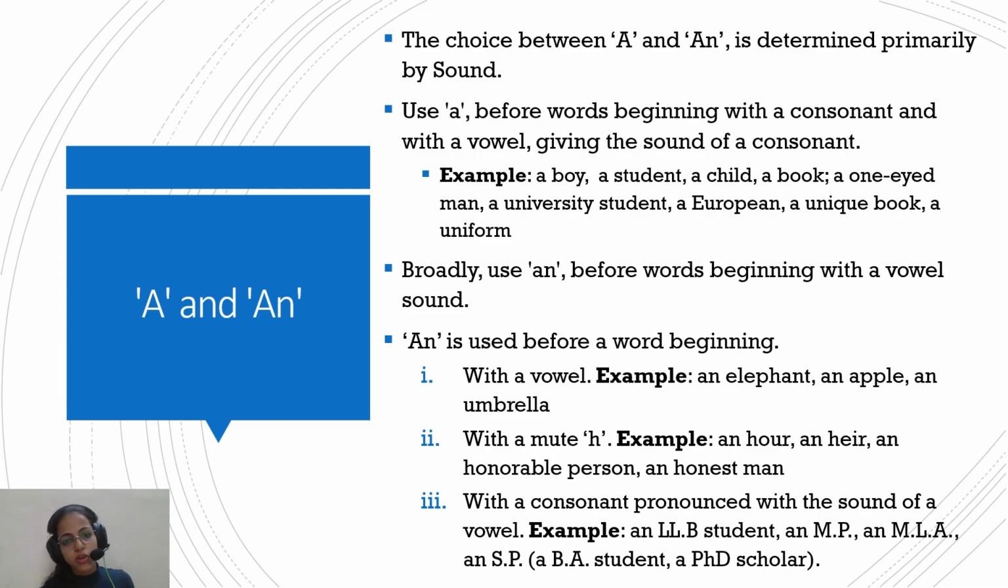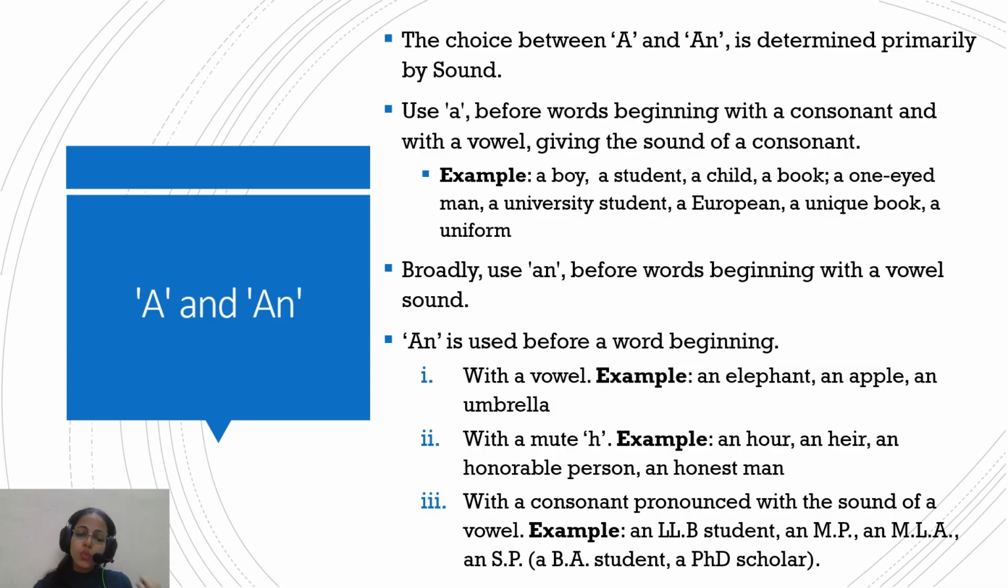When it is sounding like a consonant, then of course the moment you see a consonant or consonant sound, it has to have "a" as an article. Similarly, with "an", it has to have a vowel as the first letter or a vowel sound as the first letter. So: an elephant, an apple, an umbrella. Here we can clearly use "an" as the article.